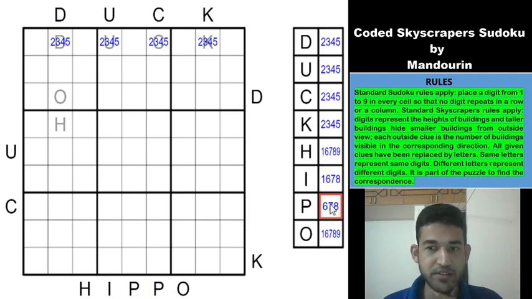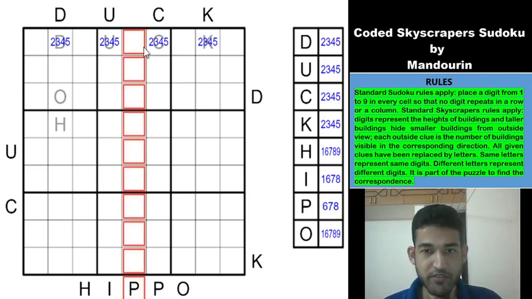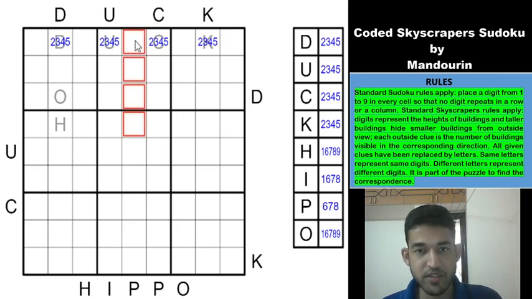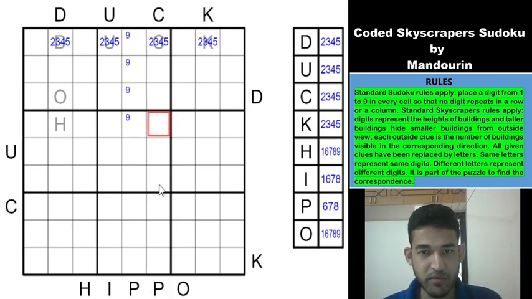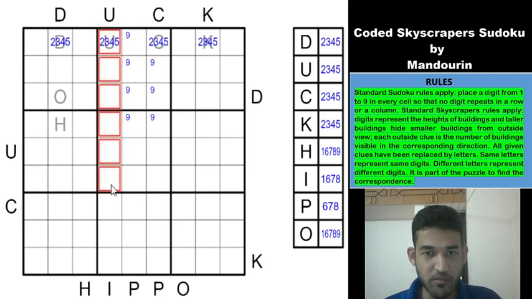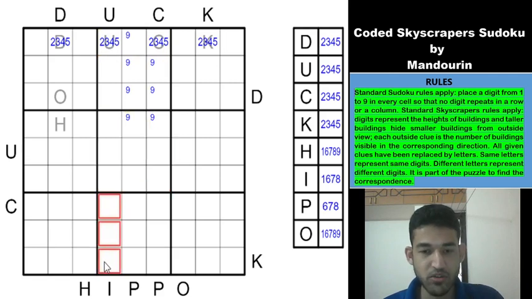So P is 6, 7 or 8, which means for columns 5 and 6, in order to see at least 6 buildings, my 9 must be at least 6 cells away. So for column 5, 9 must be somewhere here, and for column 6, 9 must be at least 6 cells away, somewhere here. Okay, so the 9s for both of these columns are going into these cells, which means the 9 in column 4 has only 3 cells left, right? It cannot go here, it cannot go here, because for these two columns we have got the 9s in boxes 2 and 5. So 9 must go into these 3 cells.